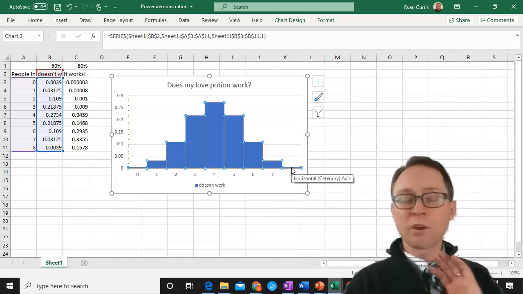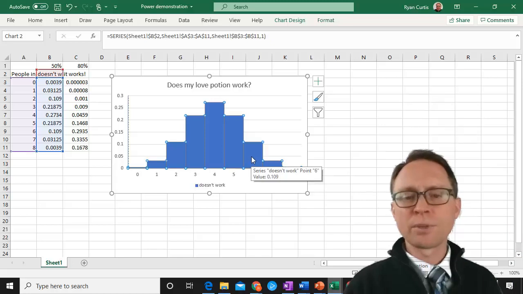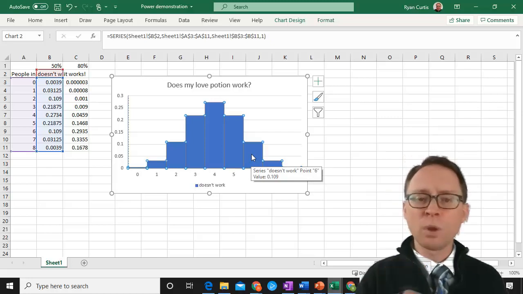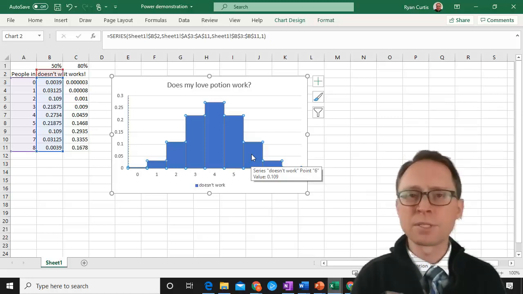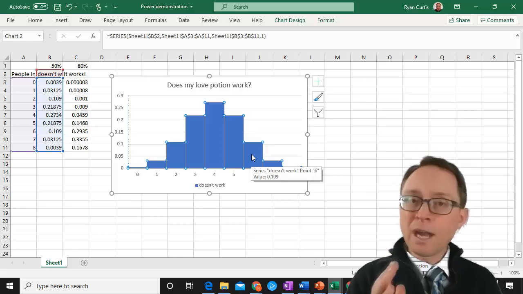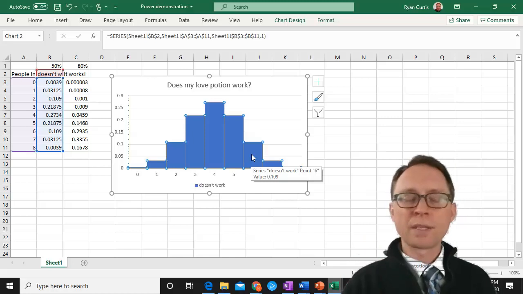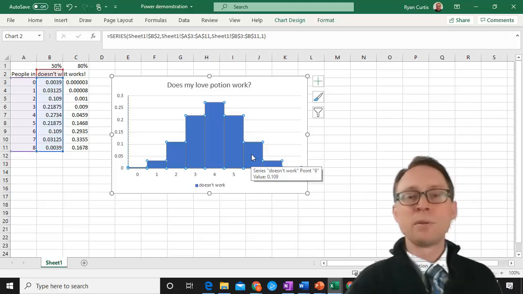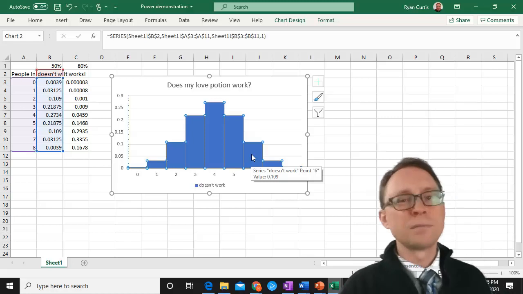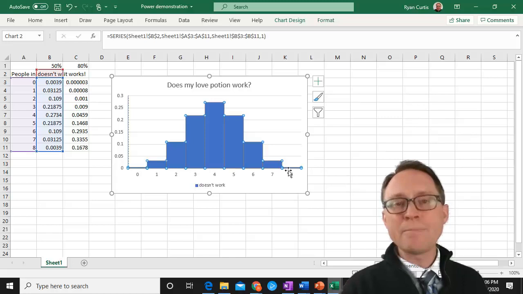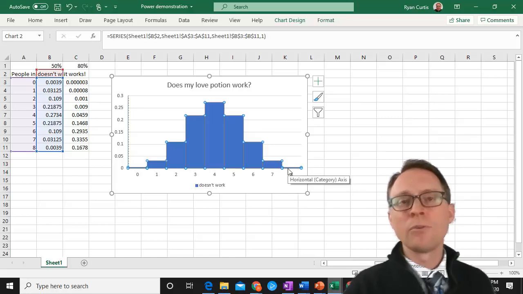This is review. This is stuff we've already done. Now we look here at number 6. If 6 people fall in love, then the probability of that happening when the love potion doesn't work is 10%. In fact, it's a little over 10%. Well, our alpha, the limit that we're willing to accept, is 5%. So already we know that we can't accept 6. If 6 out of 8 people fall in love, then it's not enough. We'll have to fail to reject. So only 7 or 8 people can fall in love for us to reject the null hypothesis.